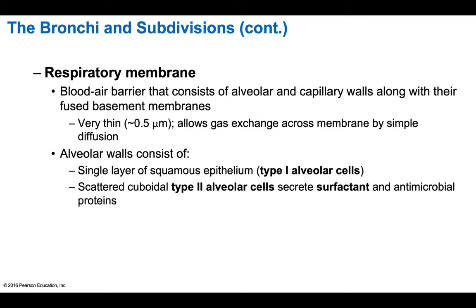So, the other type of cell we find are the type 2 alveolar cells. These are cuboidal epithelial cells that we find scattered among the type 1 cells. They secrete a fluid containing a substance we call surfactant. They also secrete a number of antimicrobial proteins that are important elements of innate immunity.